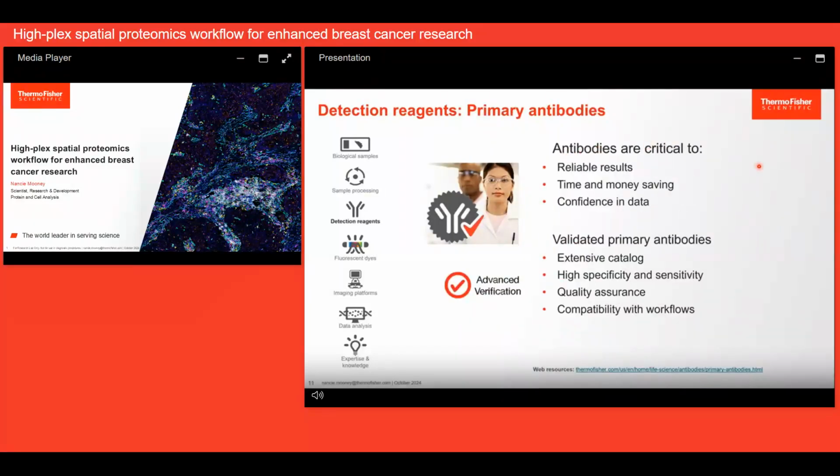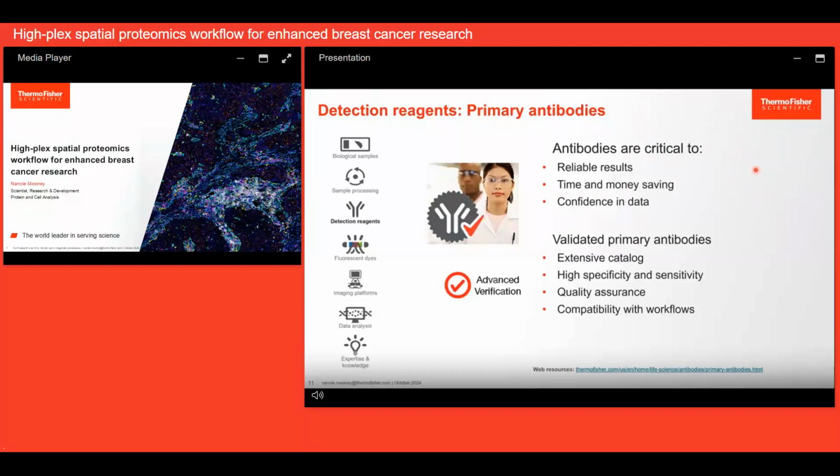So when it comes to your detection reagents, the workflows that I'm going to be talking to today are based on primary antibodies. So if you don't have good primary antibodies, it doesn't matter how good the detection system is in terms of laying down your fluors or how wonderful the microscope is. If your primary antibody isn't specific or clean, there's nothing in the world that can save your science at that point. Garbage in, garbage out in many ways.